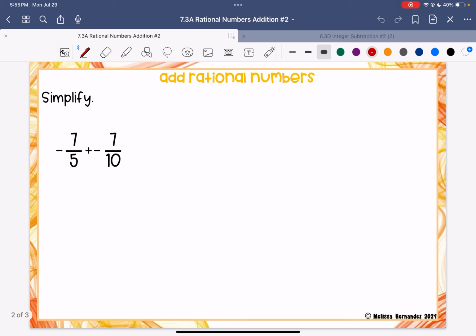It says simplify -7/5 plus -7/10. Now, if you notice, 7/5 is an improper fraction. I did this on purpose because it's okay to leave it like that. There's nothing you can do to simplify it unless your teacher tells you to. For me, it's acceptable. So you have -7/5 and -7/10. And so what we need to do first is get a common denominator, which would be 10.